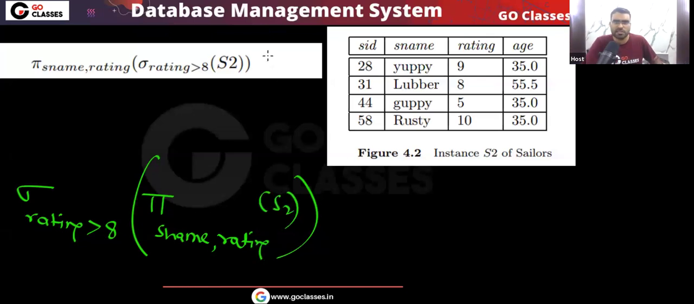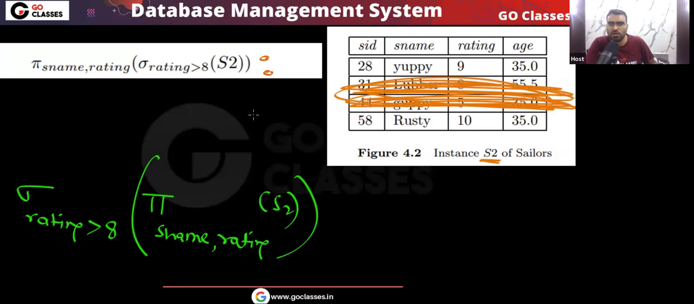Are they giving the same result? See what result this query will give. First, you are selecting tuples where rating is greater than 8 from S2. This is your S2. From S2, we are selecting tuples where rating is greater than 8. So these two tuples will be gone, because here the rating is not greater than 8. So these two tuples will be selected.